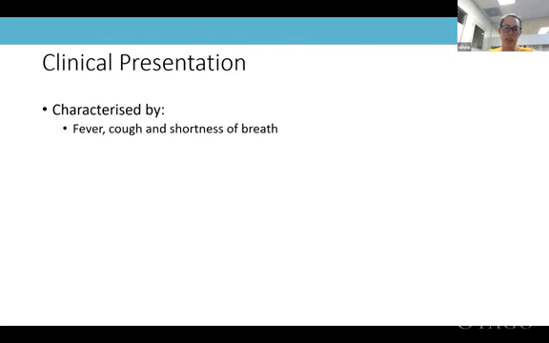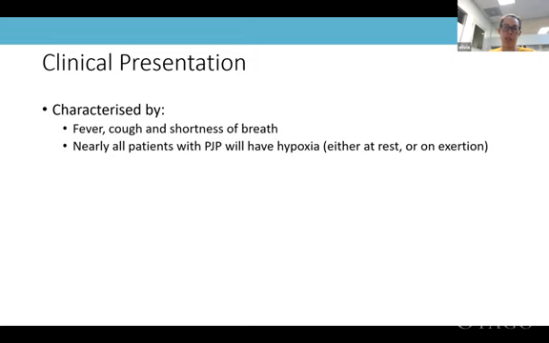The classic sort of clinical presentation is characterized by fever, cough, and shortness of breath, and the really predominant feature is that of hypoxia. So almost all patients with PJP will have hypoxia. It might not be at rest. You may need to walk them around a bit, but usually you will precipitate some hypoxia.